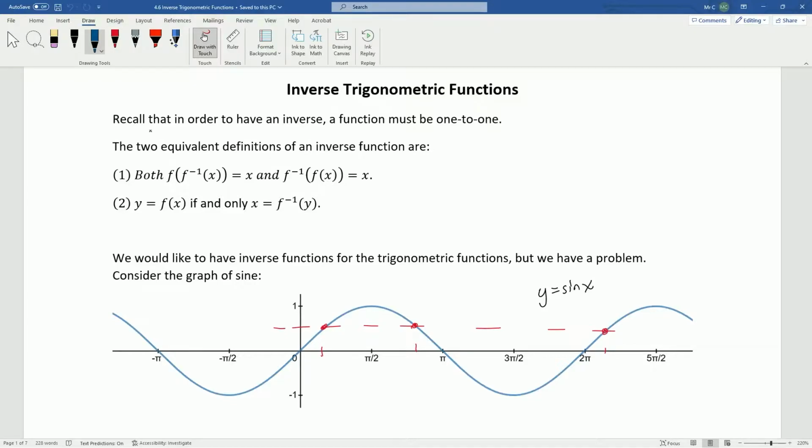So recall that in order to have an inverse, a function must be one-to-one. And also that the two equivalent definitions of an inverse function are that f of f inverse of x equals x and f inverse of f of x equals x, meaning that when I compose inverse functions, I get my input back. And the second definition being y equals f of x if and only if x equals f inverse of y, meaning that inverse functions switch inputs and outputs.